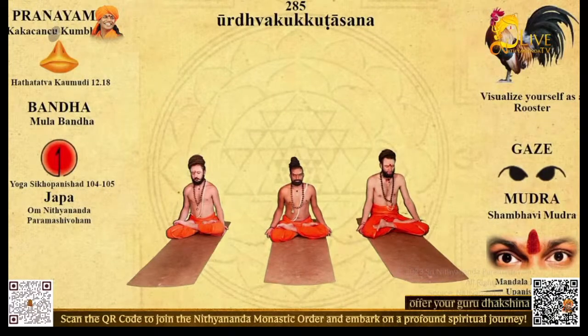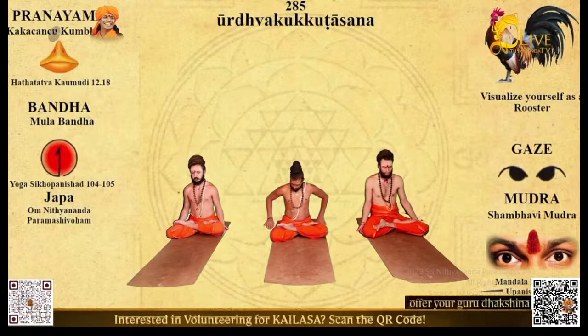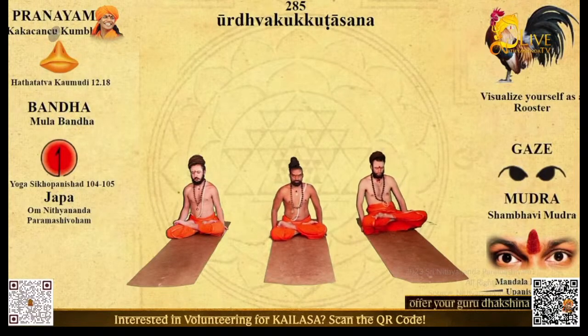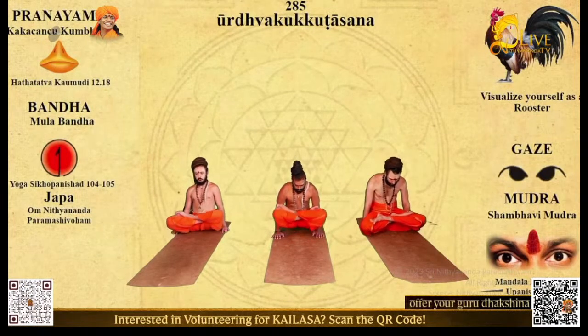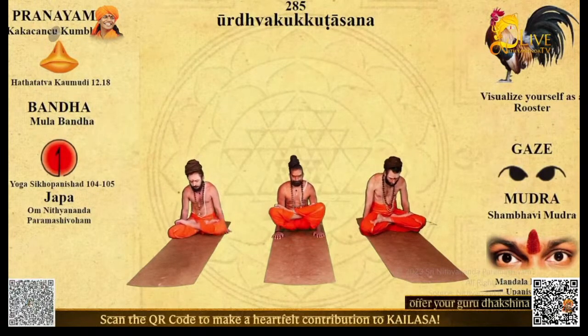The next asana is Urdhva Kukutasana. Now, place the palms of your hands on the side next to your body and lift your body up while sitting in Padmasana. Visualize yourself as a rooster as you do so.